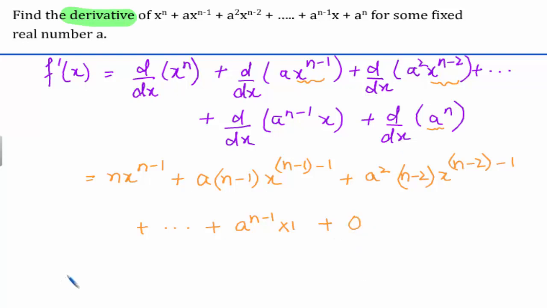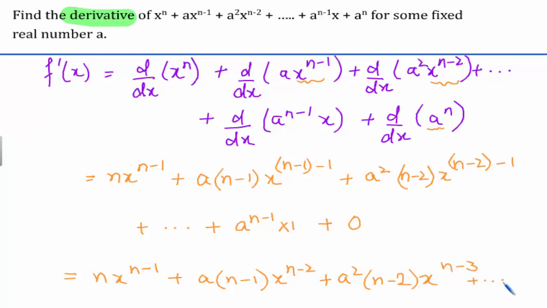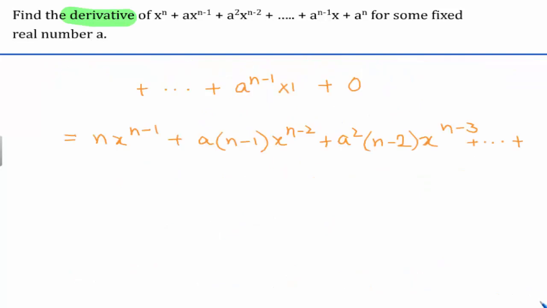n into x raised to the power n minus 1 plus a into n minus 1 x raised to the power n minus 2 plus a square into n minus 2 x raised to the power n minus 3 plus so on up to a raised to the power n minus 1. So we have found the derivative of the given function fx.